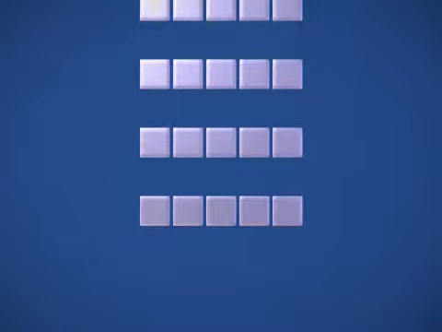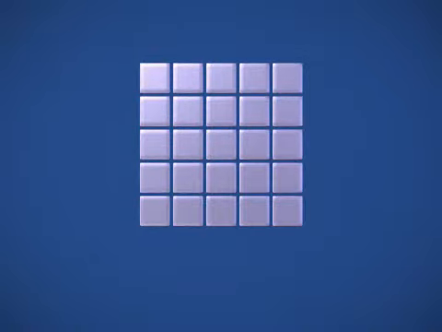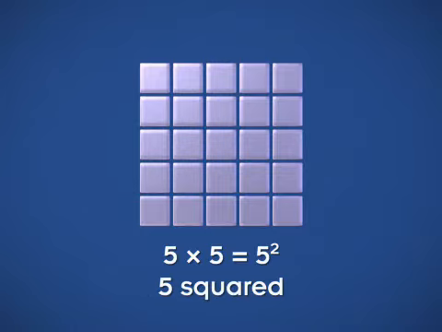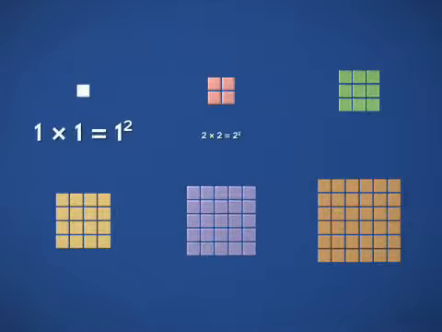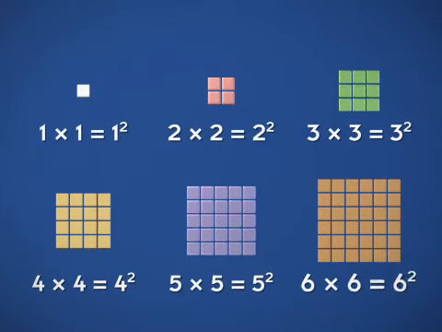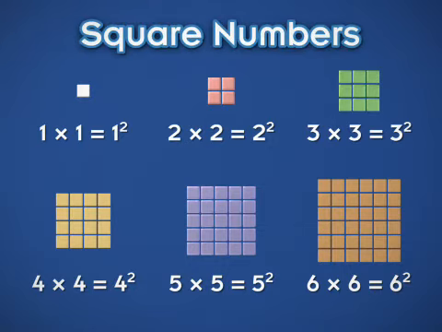Some powers have special names. For example, a 5 by 5 array of tiles forms a square. 5 times 5 is 5 to the power of 2, or 5 squared. Whenever we multiply two equal numbers, we can represent the product with a square. So, any power with exponent 2 is a square number.